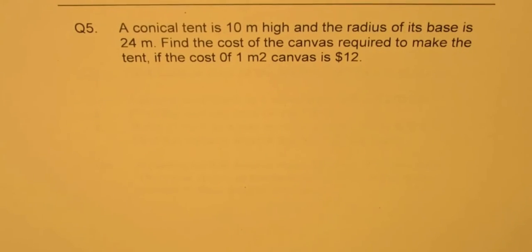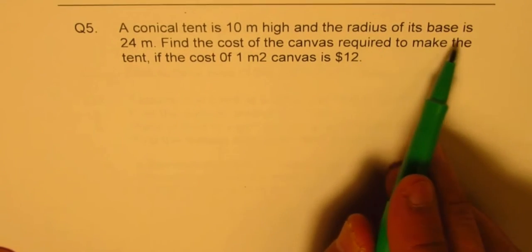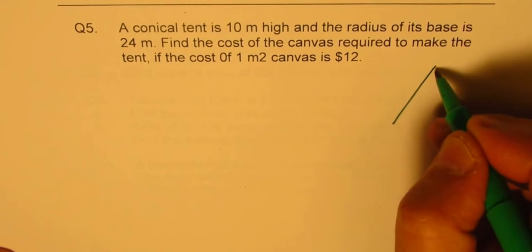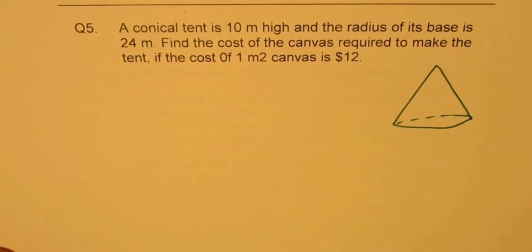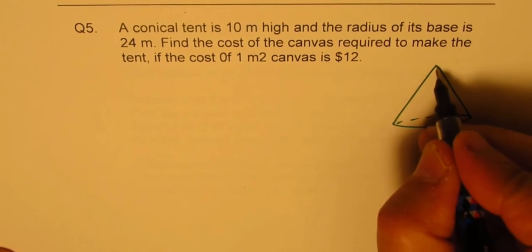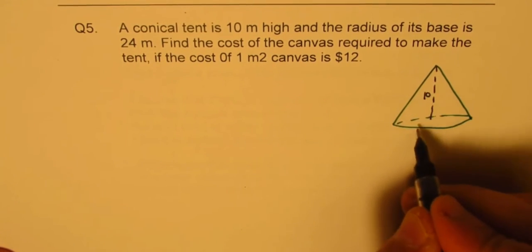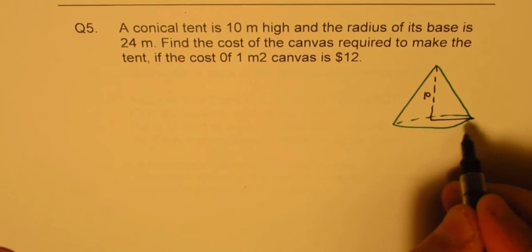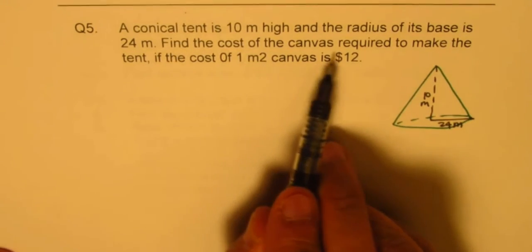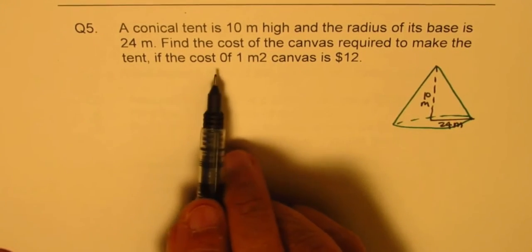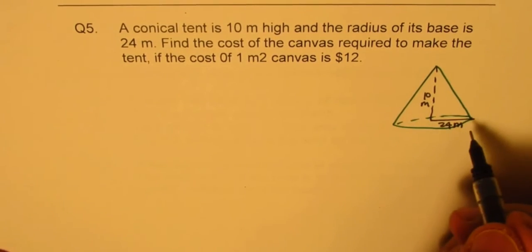Question number 5. A conical tent is 10 meter high and the radius of its base is 24. So let's make a tent here. Radius of the base is 24 meters. Okay. So this is 10 meter high and this radius is 24 meters. Okay. Find the cost of canvas required to make the tent if the cost of 1 meter square of canvas is $12. So we'll find the surface area, that means.